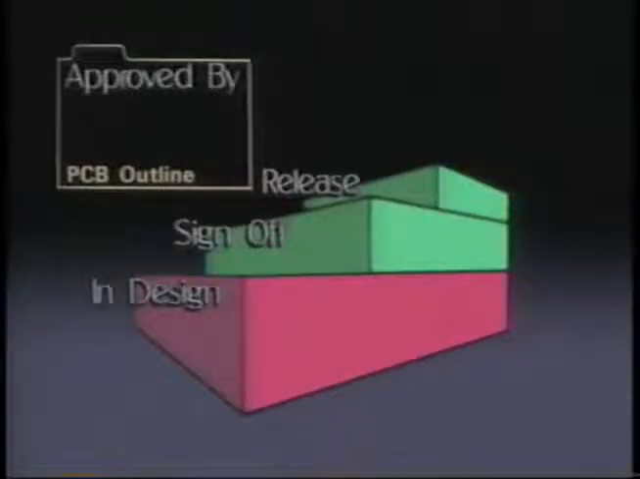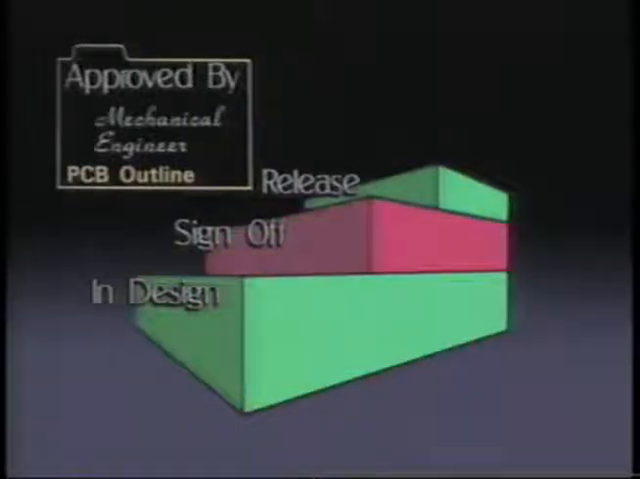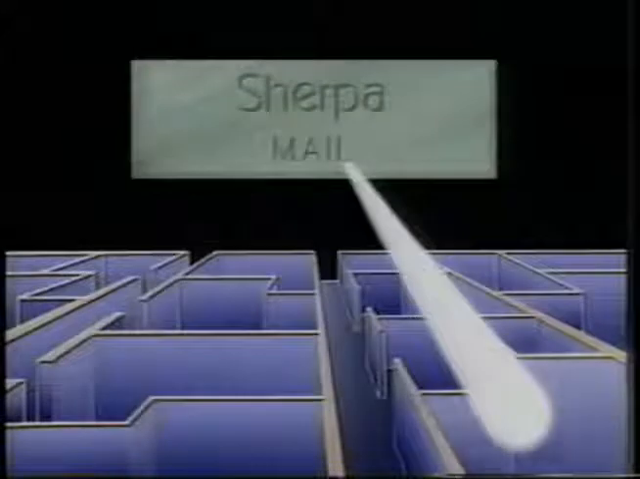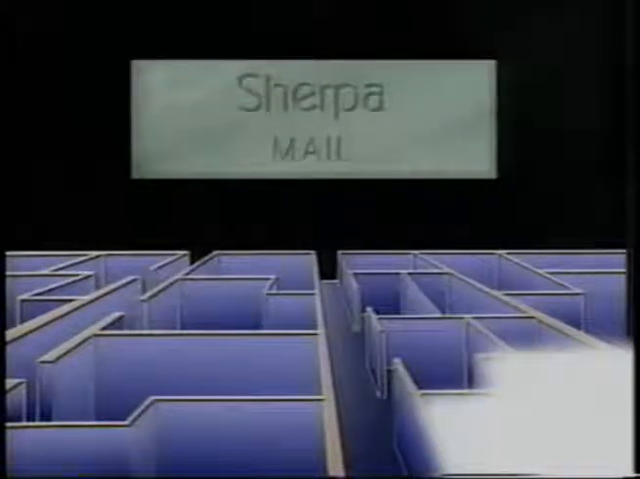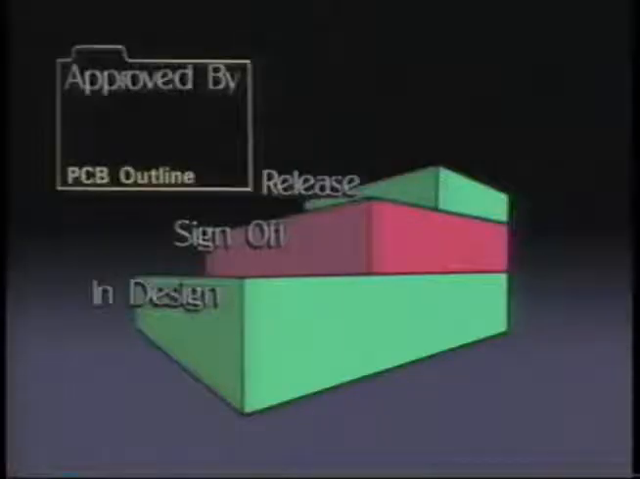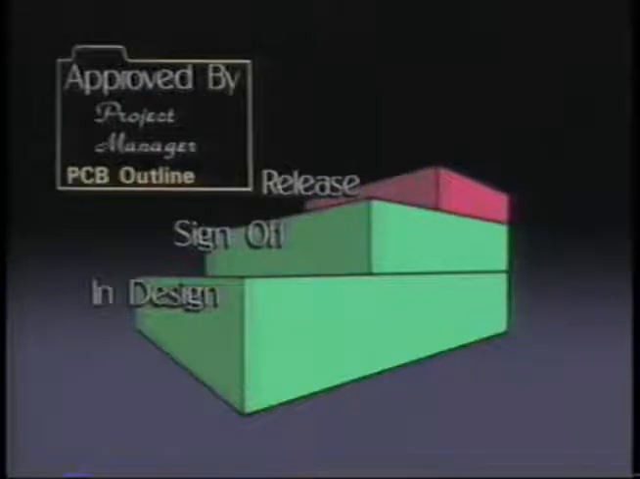In our example, the mechanical engineer's electronic signature on the board outline moved it from level in design to sign off. This action triggered an electronic mail message to the project manager, who must review and approve the design to move it to level release.